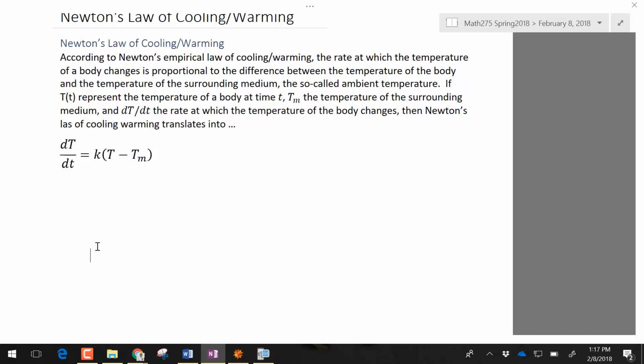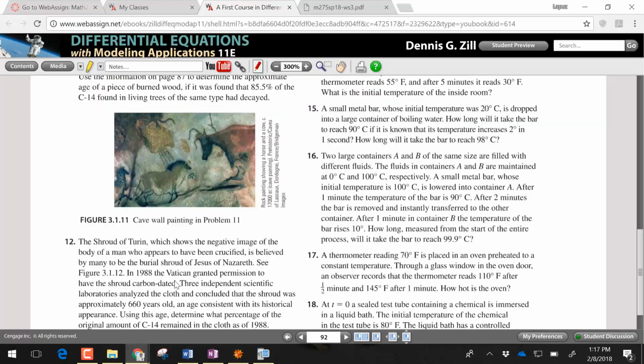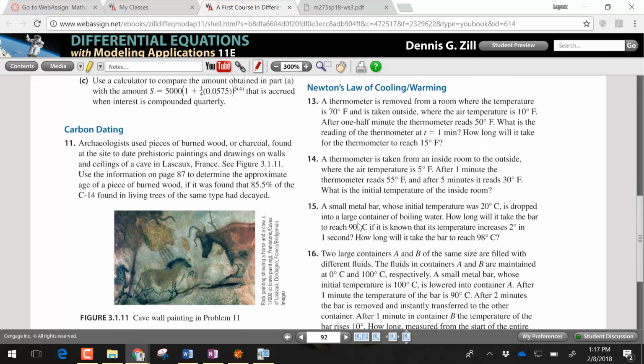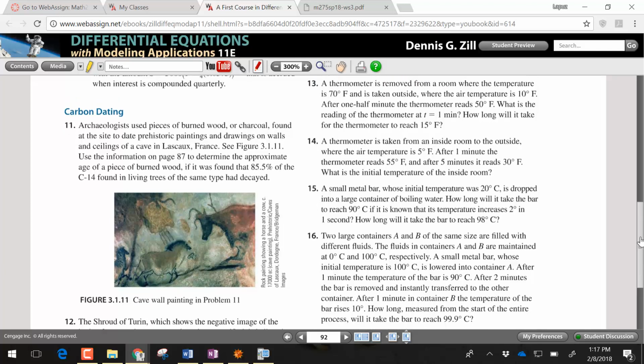I don't know. We should just do a problem and figure it out. So let's see. Should we do something in Celsius? Not that it matters. 16? I don't know. That looks hard. 2.